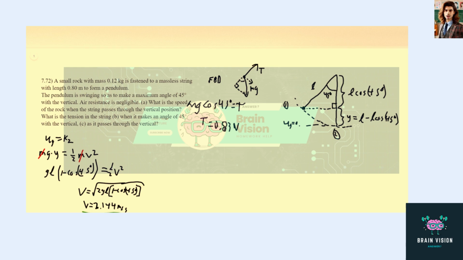Then for part C, we can do the same thing. At point 2, we have our tension, and we have gravity straight downward. We're not accelerating up or down, so the tension is equal and opposite to the mass times the acceleration of gravity. So we have tension equal to mg, and that's equal to 0.12 times 9.81, which is 1.18 newtons. And there's the solution.